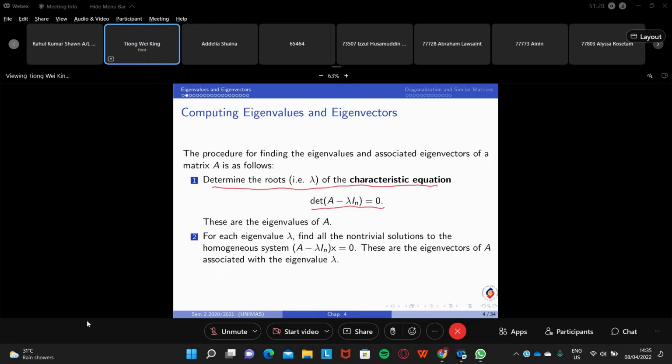Once we have the eigenvalues, for each eigenvalue lambda we need to find all the non-trivial solutions to the homogeneous system (A minus lambda I) x equals 0. This is a homogeneous linear system. So for each lambda, we will find an eigenvector. This is what you need to remember, the formula and this.